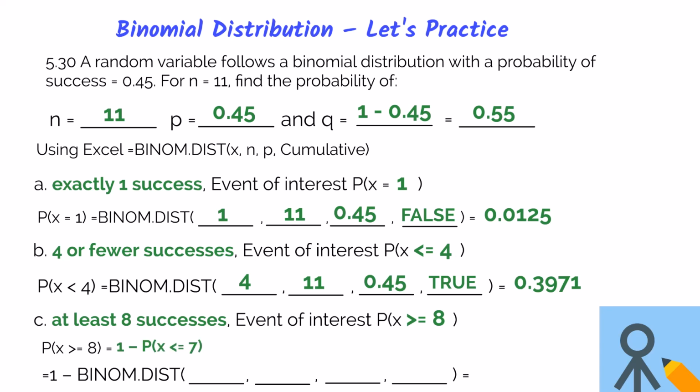So P of X greater than or equal to 8 is actually 1 minus the probability of X less than or equal to 7. So we are going to plug in 7 for our X, 11 for N, 0.45 for our probability of success, and true for cumulative, and we get 0.9390. We take 1 minus 0.9390, and we get 0.0610.